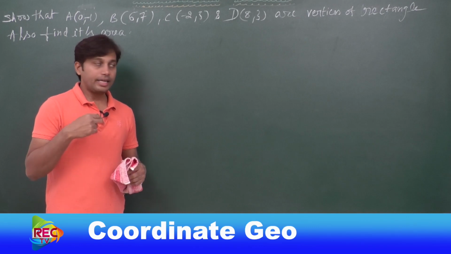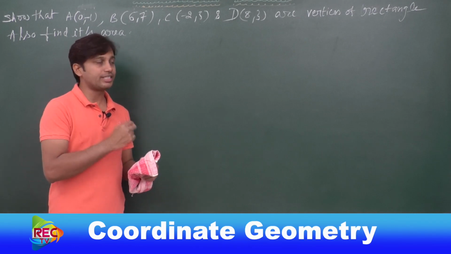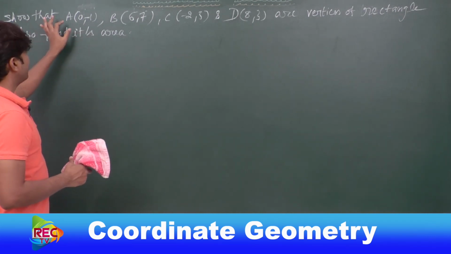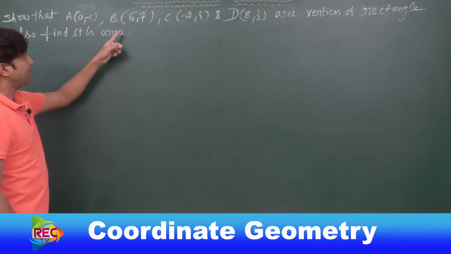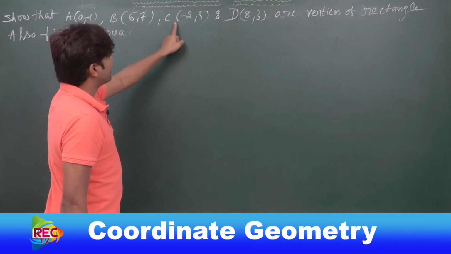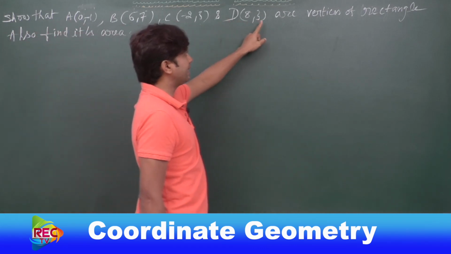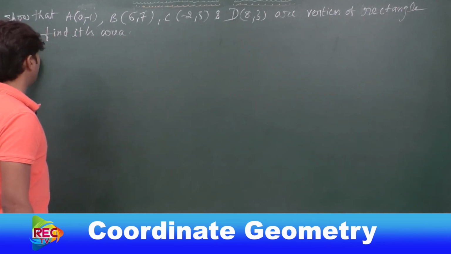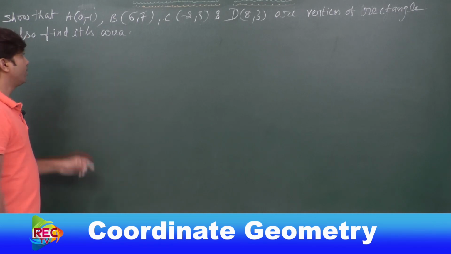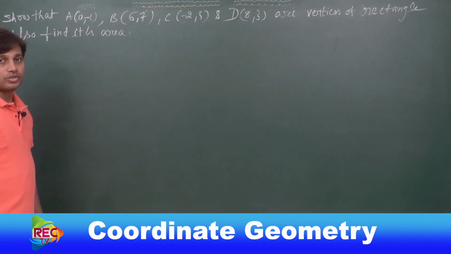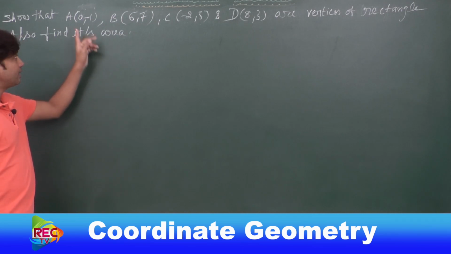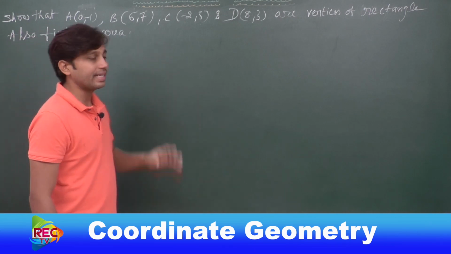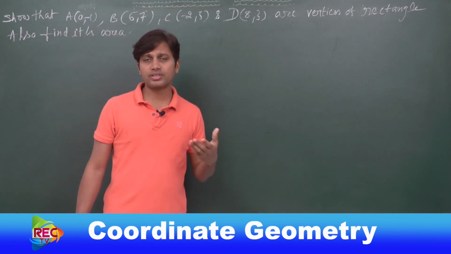So students, let us do one more problem on distance formula, and we need to show here that A(0, -1), B(6, 7), C(-2, 3) and D(8, 3) are the vertices of a rectangle, and also find its area. So what we have to do here, we need to show that these four points A, B, C, D are the vertices of a rectangle. How to show that?